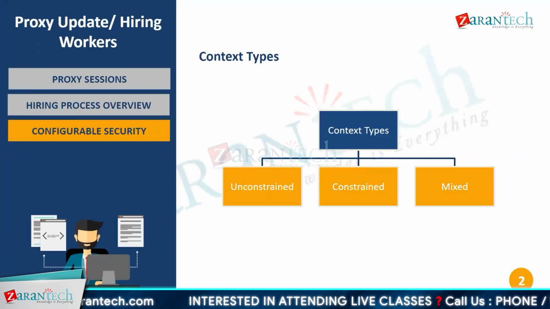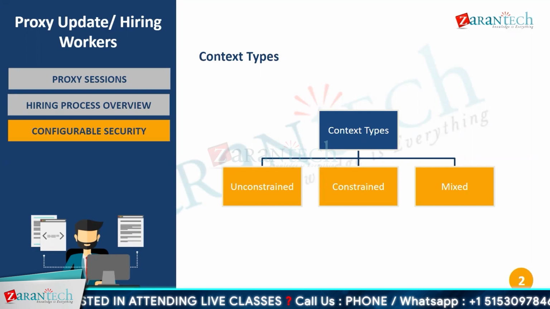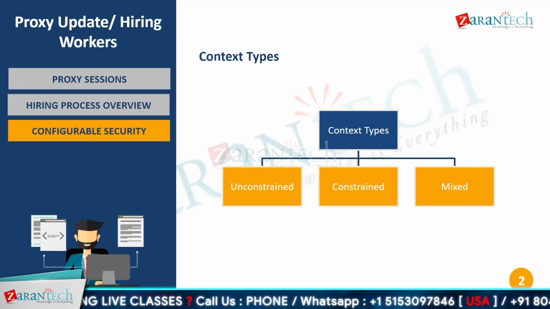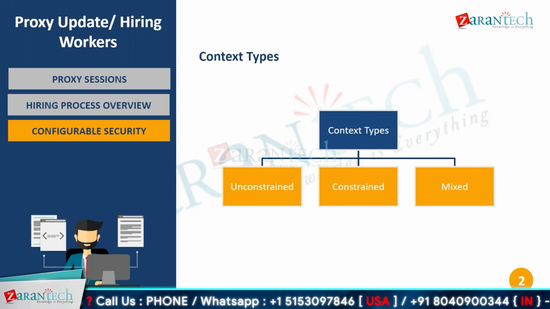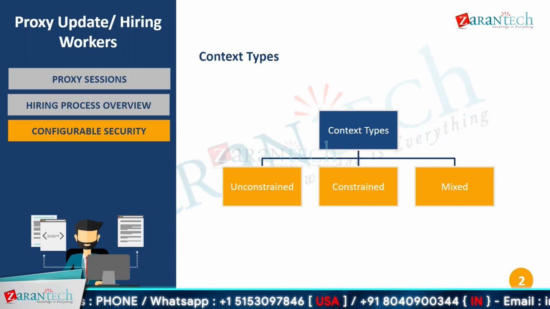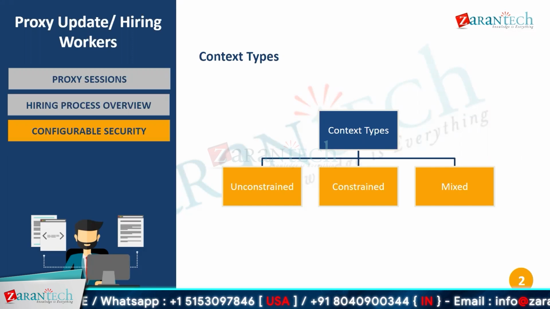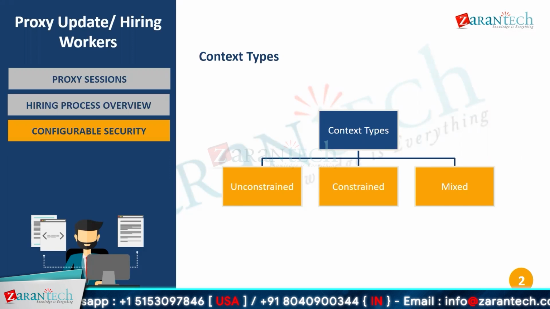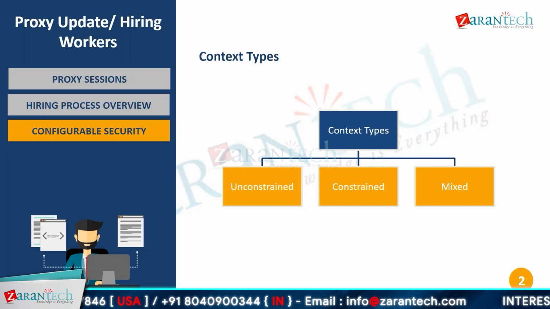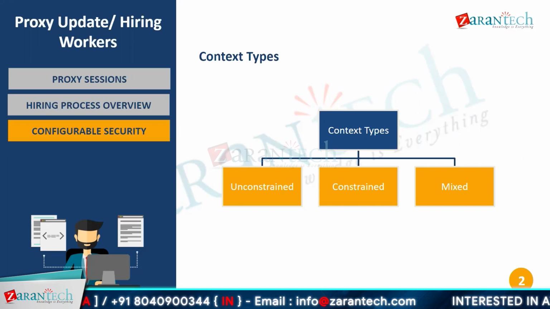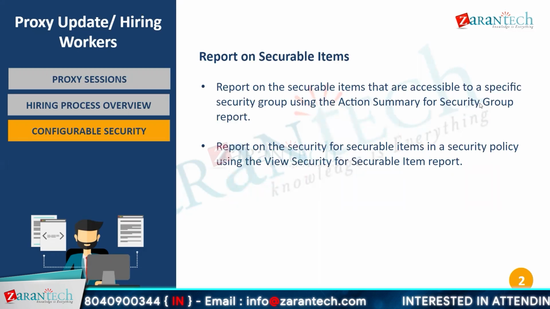We did discuss a little bit about context type, constrained and unconstrained. Constrained are constrained to a supervisory organization only. When we start creating a security group, you'll have options if it's role-based, user-based, organization-based, or location-based. You would have the option of constrained and unconstrained. Constrained are for a specific supervisory organization, and unconstrained, like a user-based group, is across the entire tenant.